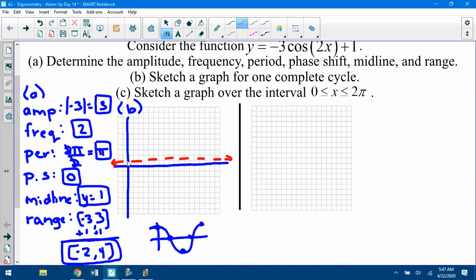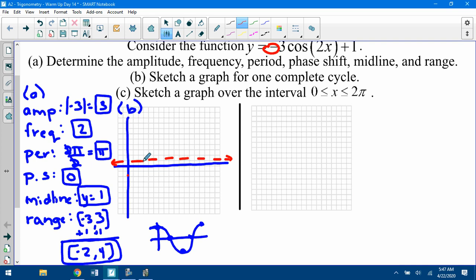Where's this one going to start? 3 below, because it's being reflected. Watch that negative up here. 3 below the midline. So go 1, 2, 3 below. And 1, 2, 3 below, and put a dot. And then I'm going to go every 3 again.